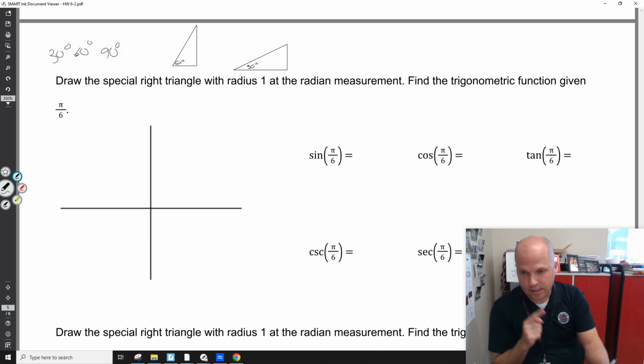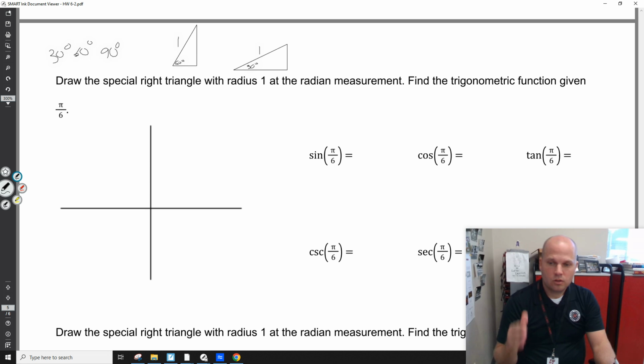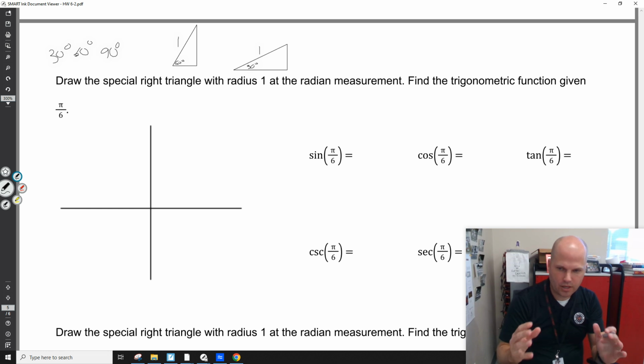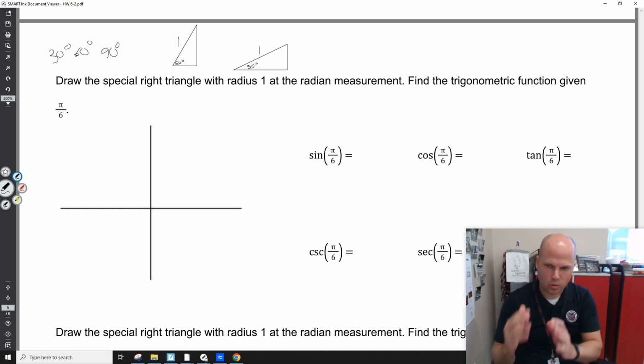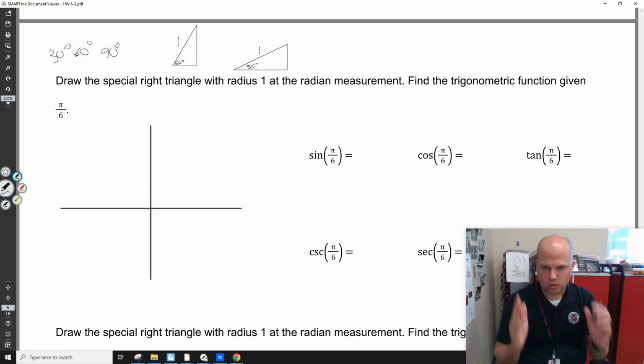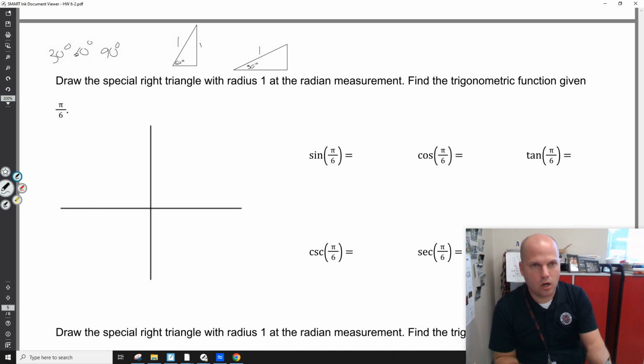What are the side lengths? You have to practice this. You got to know this. It's 1, 1/2, and root 3 over 2. 1/2 is less than root 3 over 2. Root 3 is bigger than 1. We know this. Square root of 1 is 1, square root of 4 is 2. The square root of 3 is somewhere between 1 and 2. So square root of 3 over 2 is the longer side length.